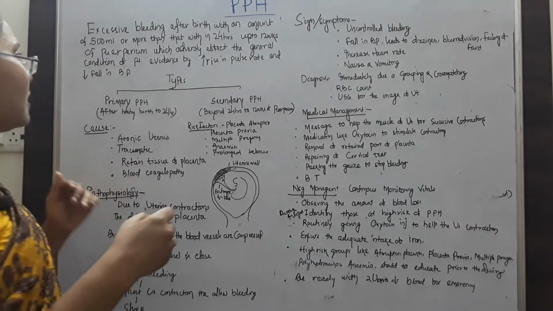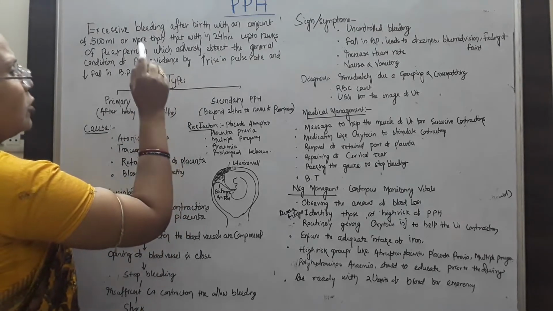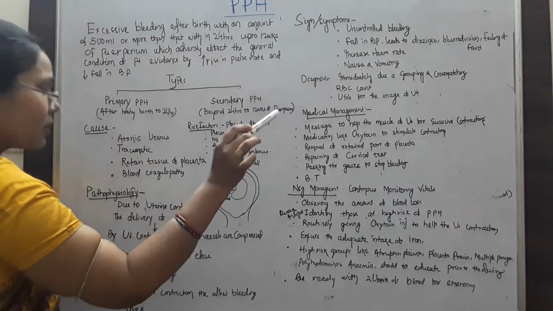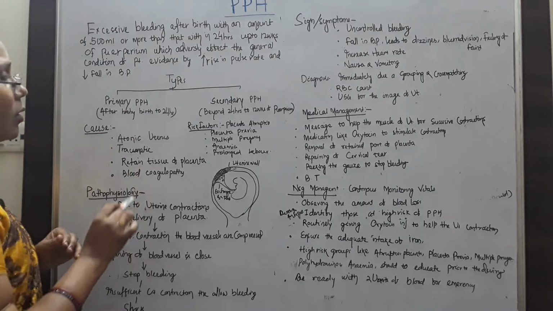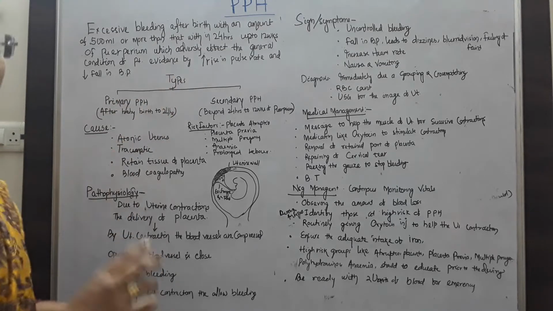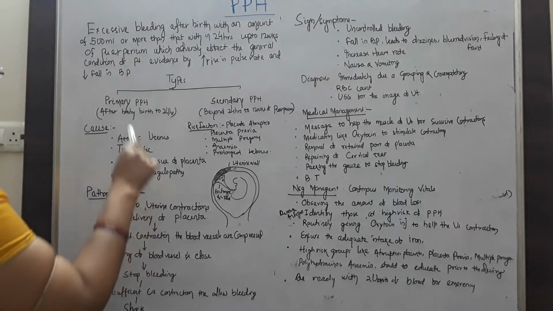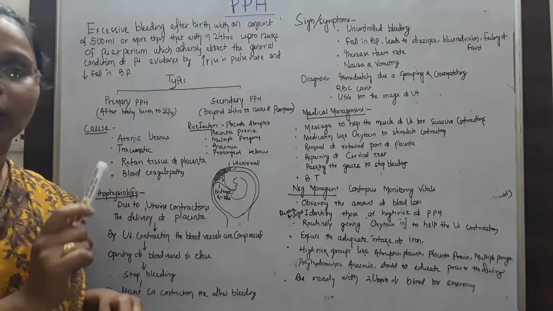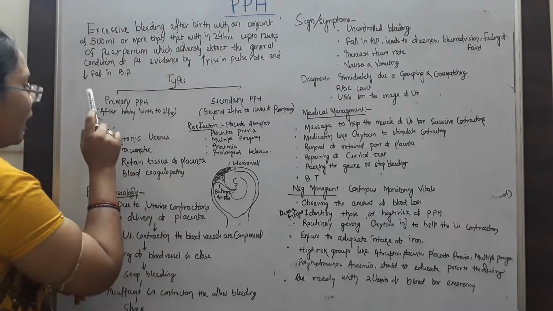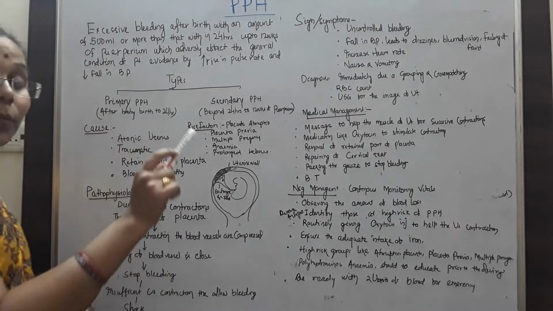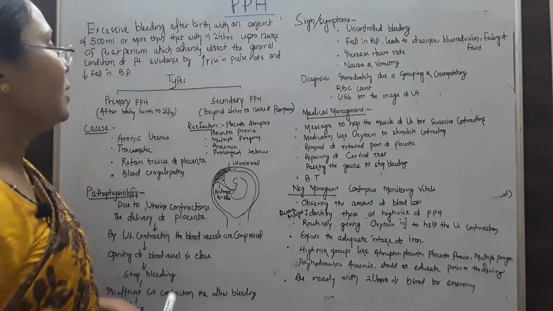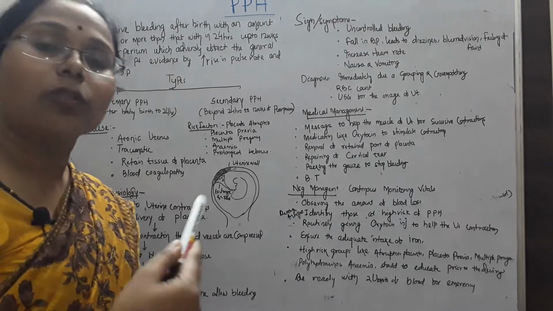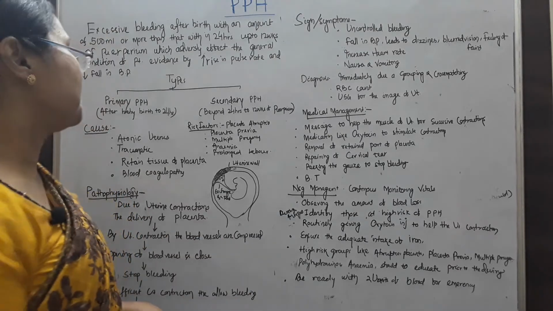Continuous bleeding leads to a deteriorating condition, that is, a rise in pulse rate and a fall in blood pressure. There are two types of PPH: primary PPH and secondary PPH. In primary PPH, the loss of blood occurs after birth of the baby up to 24 hours. In secondary PPH, it is beyond 24 hours up to 12 weeks of puerperium.